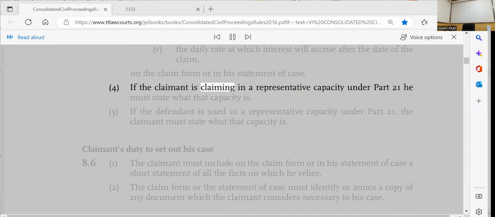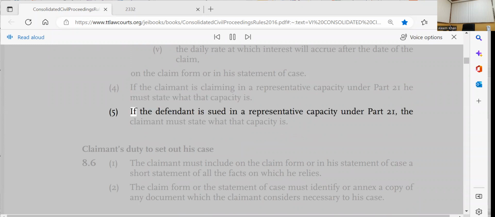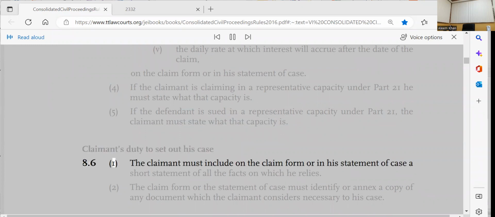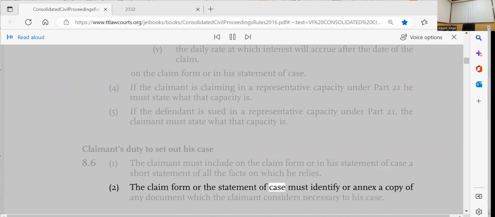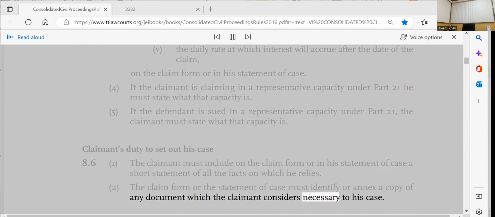4. If the claimant is claiming in a representative capacity under Part 21, he must state what that capacity is. 5. If the defendant is sued in a representative capacity under Part 21, the claimant must state what that capacity is. Claimant's duty to set out his case. 8.6. 1. The claimant must include on the claim form or in his statement of case a short statement of all the facts on which he relies. 2. The claim form or the statement of case must identify or annex a copy of any document which the claimant considers necessary to his case.